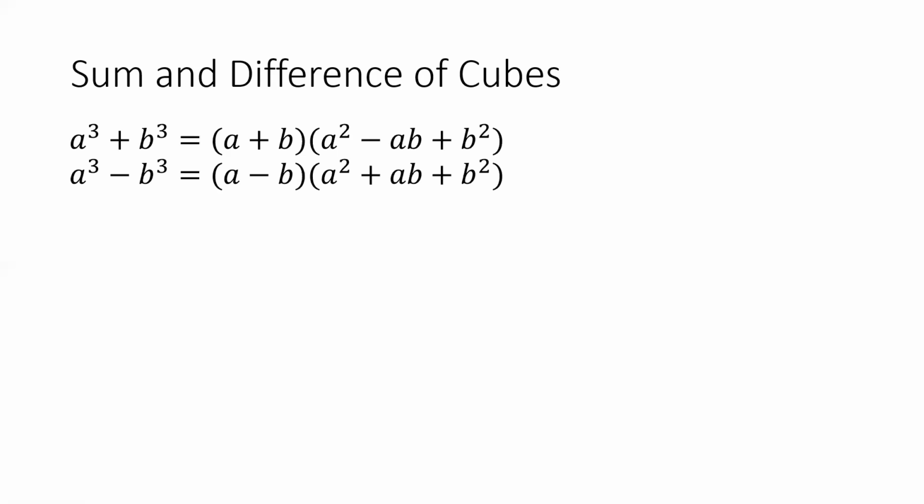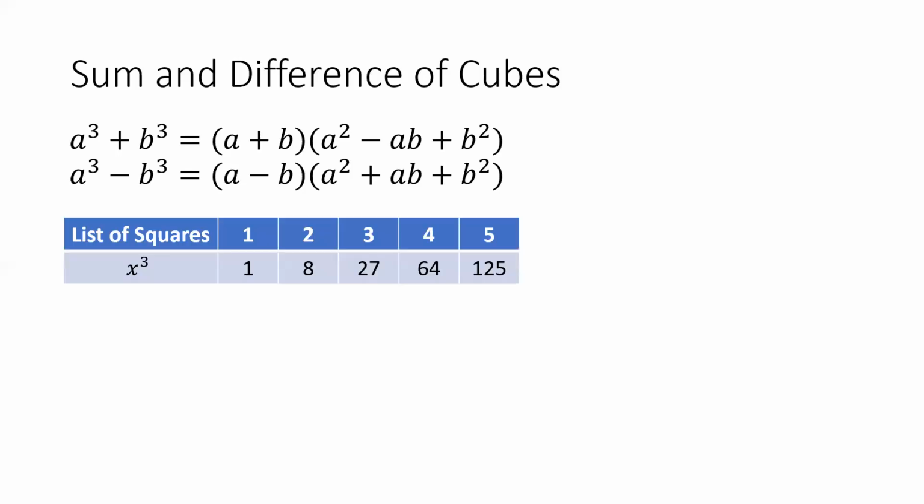And so with the sum and difference of cubes, in this case, we can have a plus in the middle or a minus in the middle. And depending on which one it is, that determines what formula you're going to use. So the first one is a cubed plus b cubed is equal to a plus b times a squared minus ab plus b squared. The second one's pretty similar. And the key to this one and the previous one is identifying your a and your b and going from there.